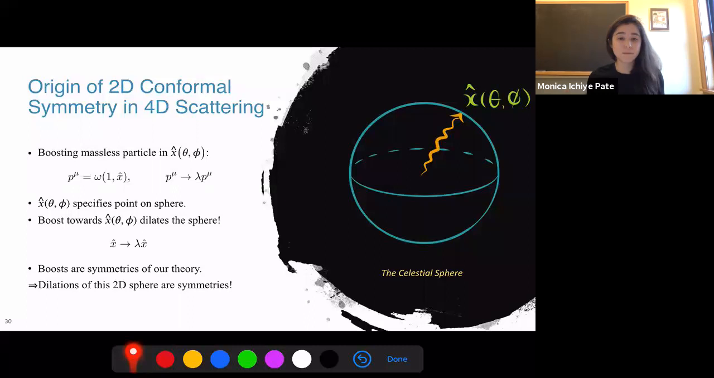Now, since boosts are symmetries of relativistic theories, and our theory is relativistic, this implies that the dilations of this 2D sphere are symmetries. And therefore, the surface of the sphere can be identified as the 2 dimensions in which the holographically dual theory lives, and these dilations can be identified as part of the conformal group.